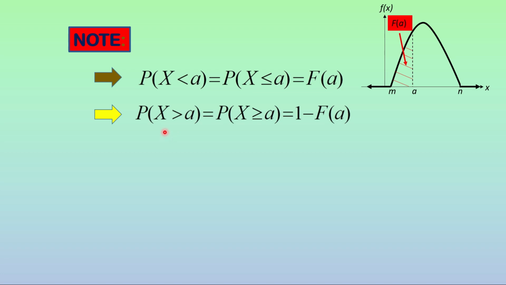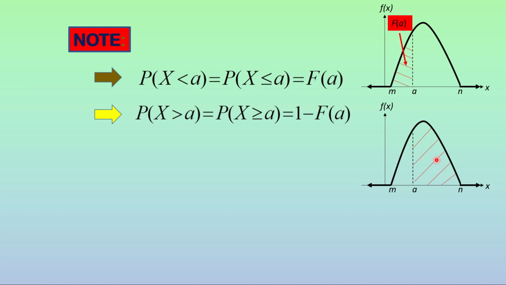Next, the probability of random variable X greater than a equals the probability of X greater than or equal to a, which equals 1 minus F(a). The shaded area is on the right of the line x equals a. That means the probability X greater than a is obtained from the total area under the curve, which is 1, subtracted by F(a).